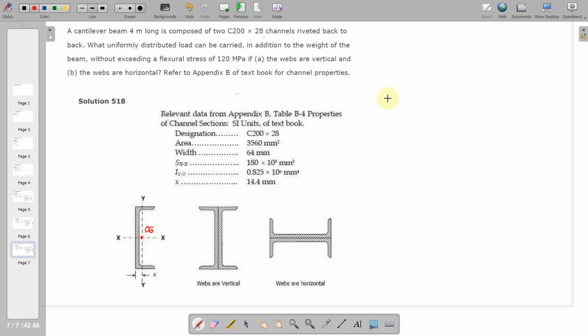So remember that the section modulus given by your Z is equal to I over C. So basically, your loading is against the vertical, so therefore we need to consider here the centroidal moment of inertia along X. Okay, so I bar X along the center of gravity.